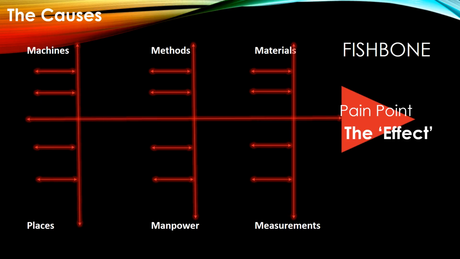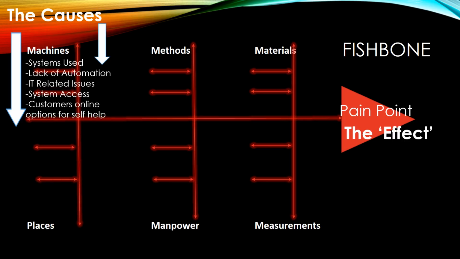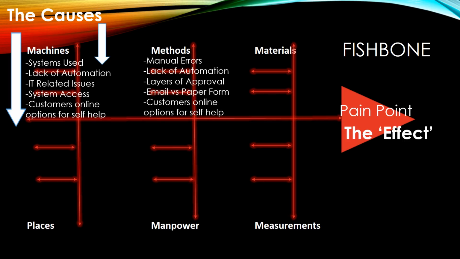And we're going to use these categories to determine some of the causes, some of the root causes for whatever that pain point is. And we'll use this format of machines, which will help us list what systems contribute to this problem. IT-related issues, online options, anything with a technical or system-oriented feel to it is going to be listed as a machine. Methods is another group of things that we'll think about and brainstorm on.